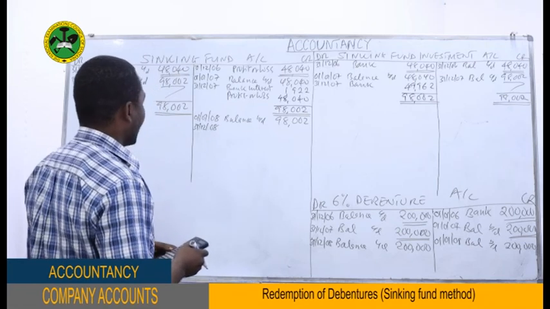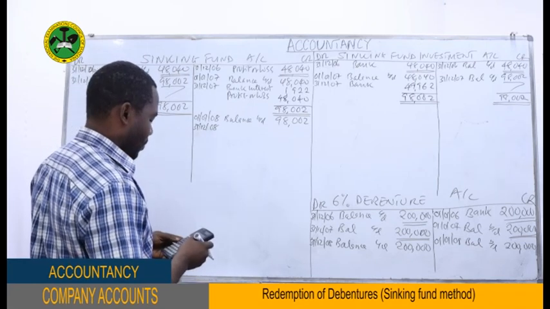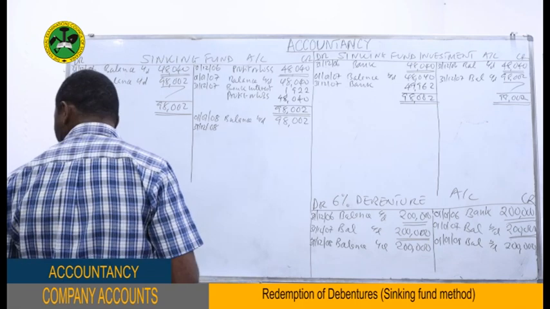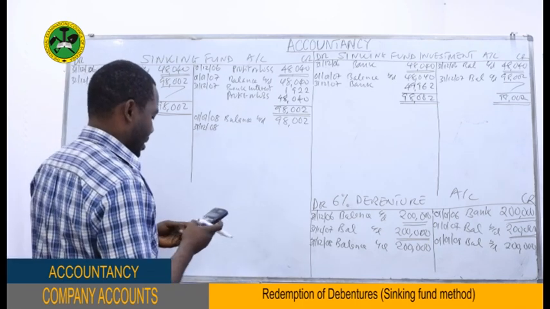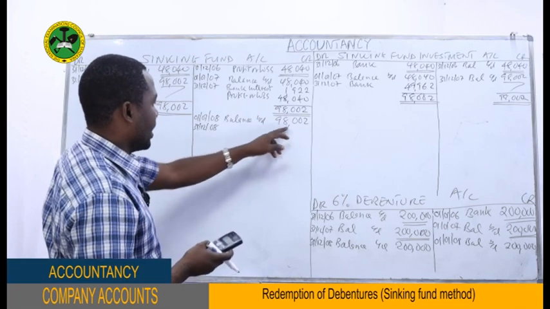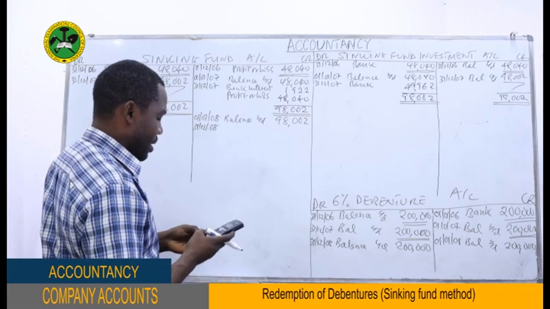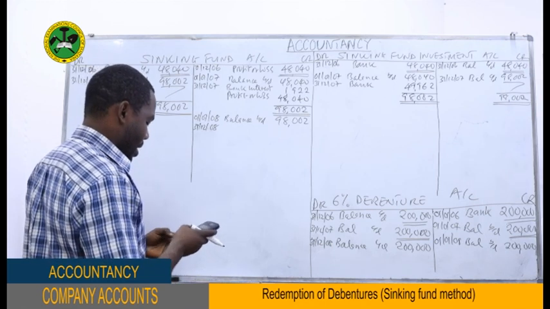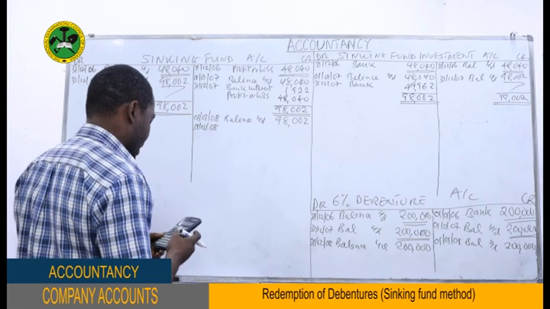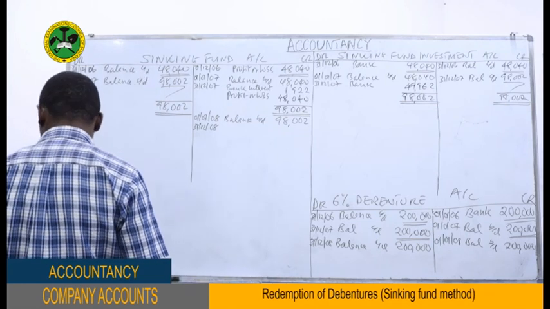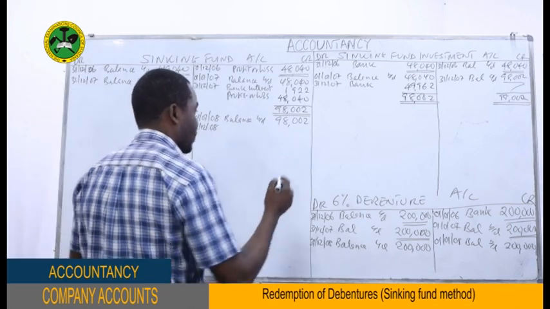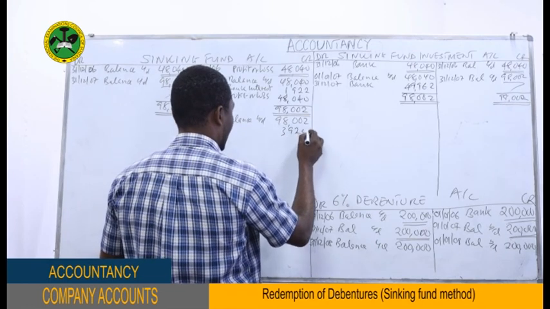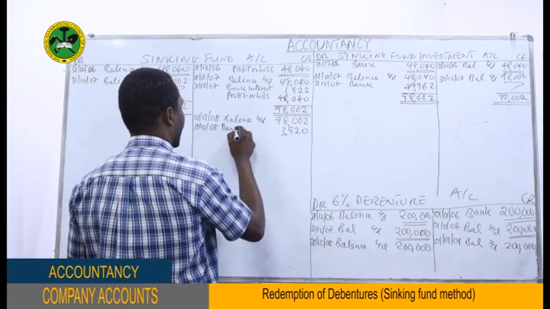Okay, how much are we going to receive in year 3? So we are going to receive interest of, was it? Yes, 4%. 98,002 times 4% per annum. So how much are you going to receive? Yes, we are going to receive 3,920. Yes, 3,920. That will be bank interest.